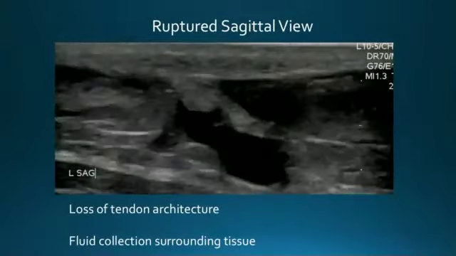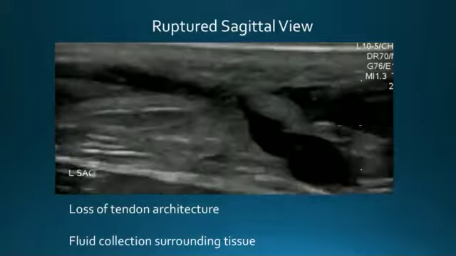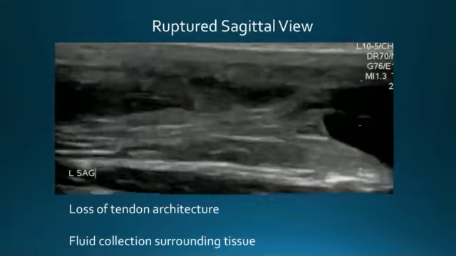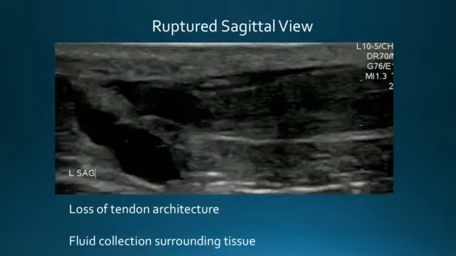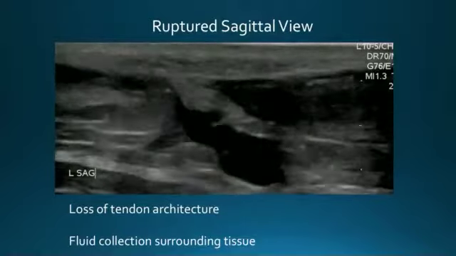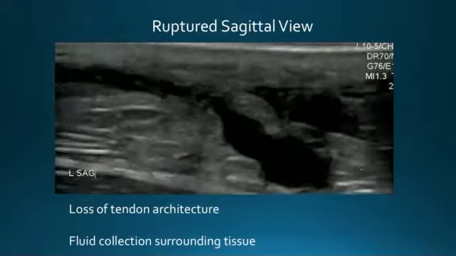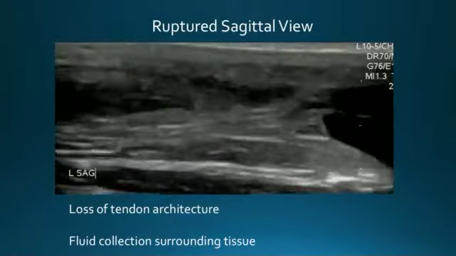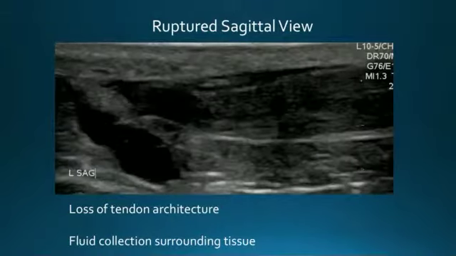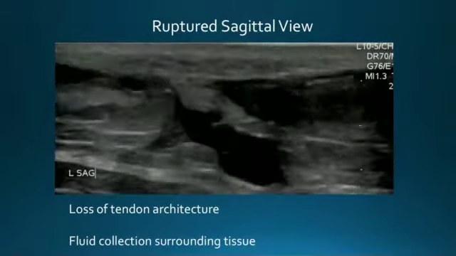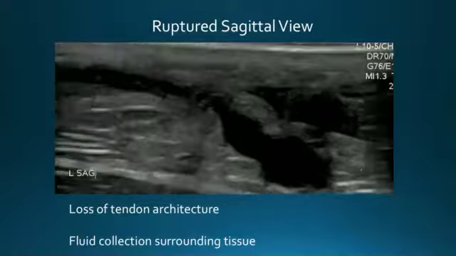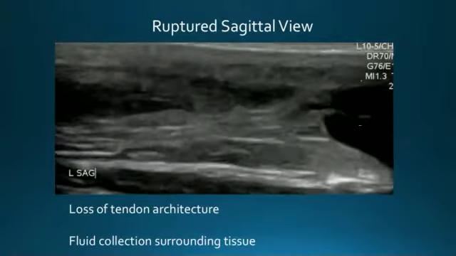In this particular video clip, we can clearly see a ruptured sagittal view of the Achilles tendon. Here you see a loss of the tendon architecture as the scanner moves distally from the patient's calf. You could see blunted ends of the tendon with a large fluid collection surrounding it, most likely a hematoma.